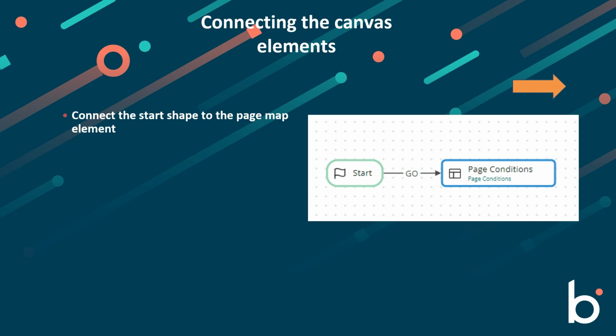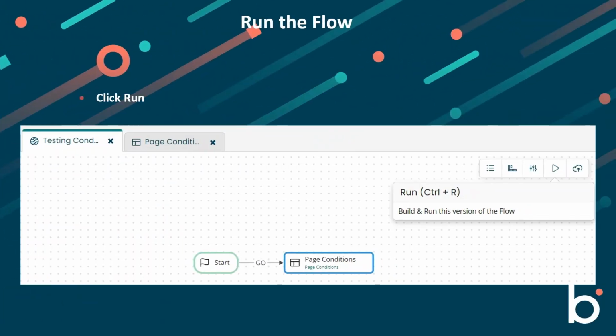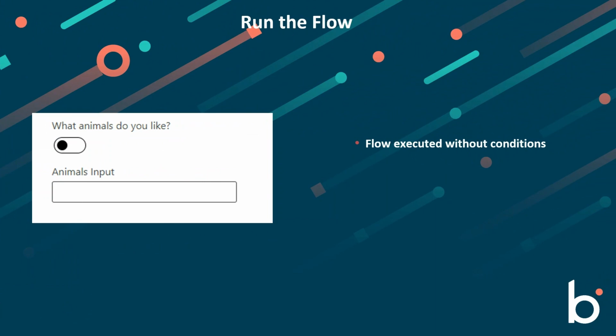Now we can run the flow to get an idea for what it would look like without the conditions configured. On the top right of the canvas, click the play icon, which will run your flow. Click the Run button in the next pop-up. Your flow will open in a new tab in your browser, and it will look like this with both inputs visible. We will now add a condition to the page to make it so that when the toggle is off, the input component will be hidden.